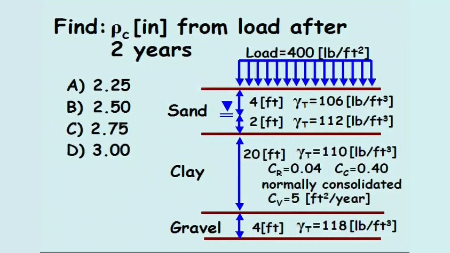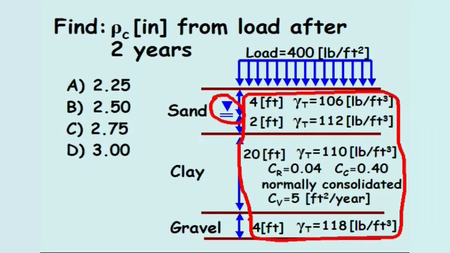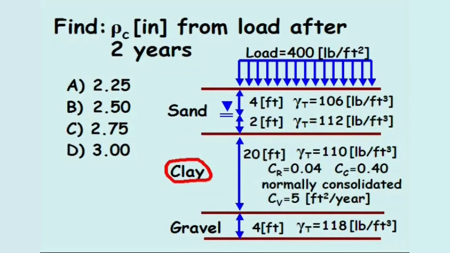Find the settlement from consolidation in inches from a load after 2 years. In this problem, a load of 400 pounds per square feet is applied to a soil profile consisting of a 6-foot thick layer of sand, a 20-foot thick layer of clay, and a 4-foot thick layer of gravel. We've also been provided various soil properties. In this problem, we assume the clay is the only soil type which consolidates.